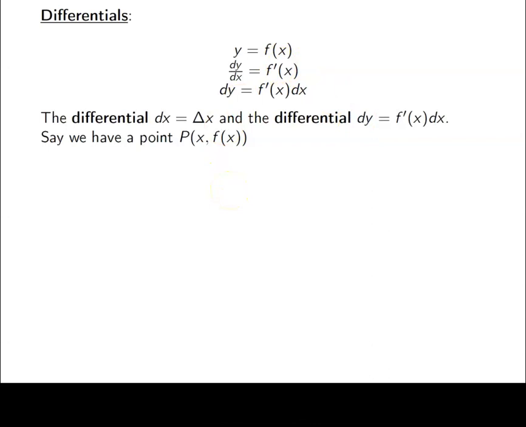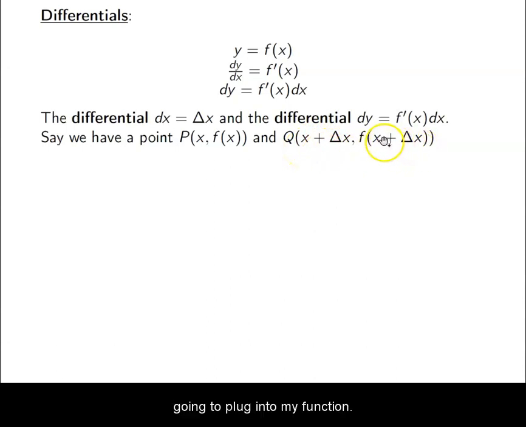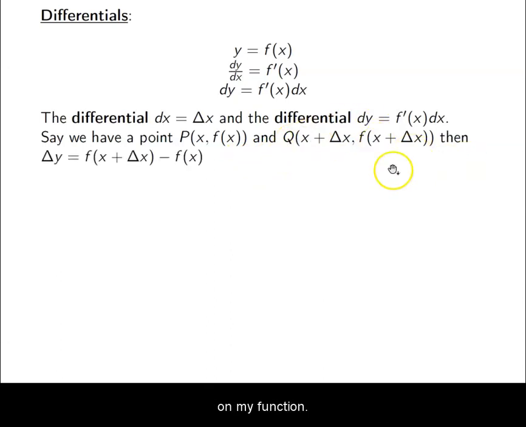So let's say that we have a point. Okay, our point lies on our function. So I plug in x and I get out f of x, right? Let's say I have a point q, which is a little bit away from x. So if you think about limits, it's a distance of h away, right? So I'm not calling this x plus h, we're going to call it x plus delta x. So x plus whatever that change in x is. So really kind of thinking about it as like the next x value. So I'm going to plug into my function a little bit over, right? So this is my point x. I'm going to move over just a little bit, and that'll be my point q also on my function, okay?